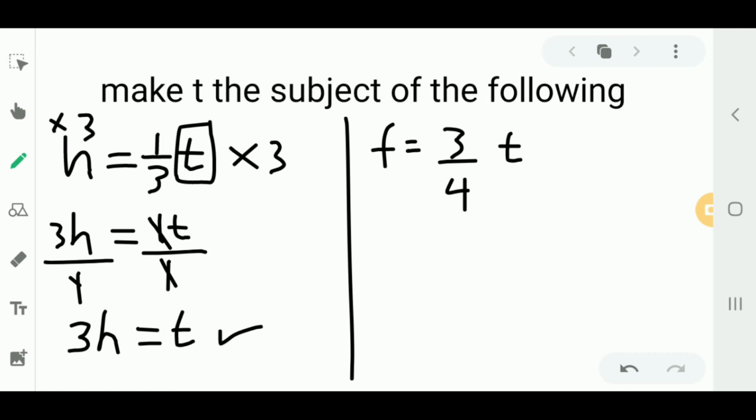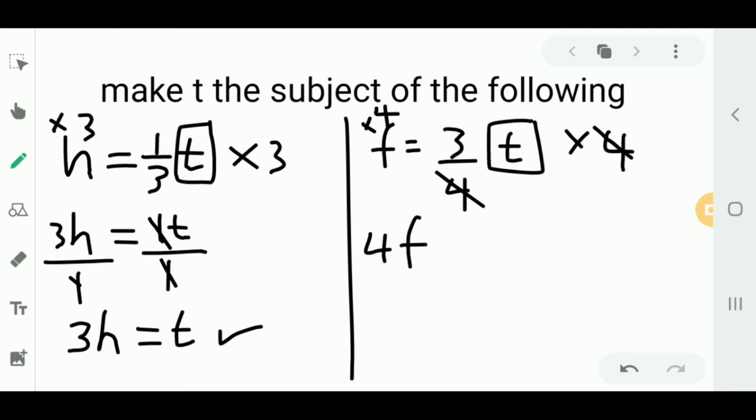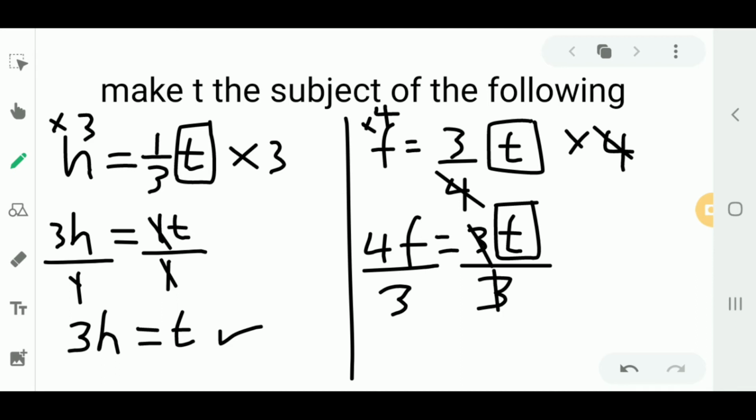So now we have F is equal to 3/4 T. Again, we want to make T the subject. So we're multiplying both sides by 4 first to cancel what is in the denominator. So 4F is equal to 3T. And we want to make T the subject. We're multiplying here, so that means we're dividing both sides by 3. So that means T is equal to 4F over 3.